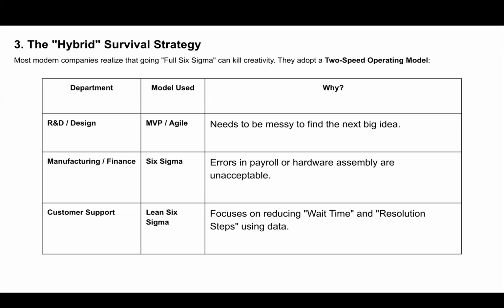You kind of have this general idea. So that's where you would use MVP and Agile. But if you have manufacturing and finance, and now you can't afford to have an error on the assembly line, you can't afford to have an error in payroll. So Six Sigma is the way to go.